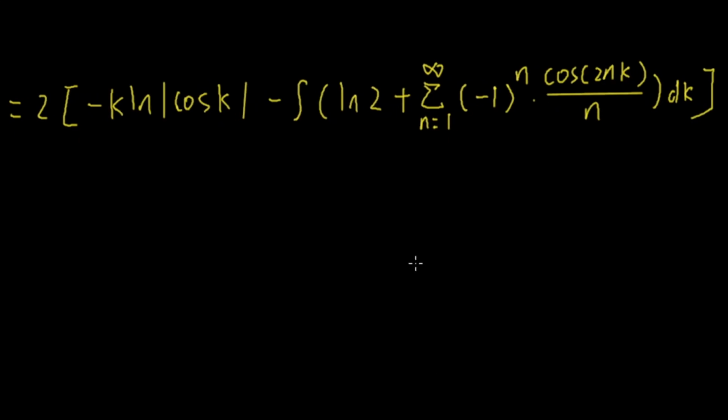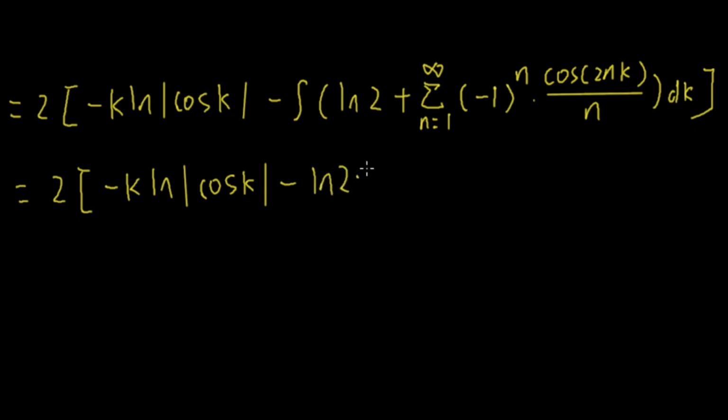Okay, so here equals 2 times negative k ln of cosine k minus, now the integral of ln 2 dk. So since we're integrating dk, ln 2 is a constant. So I just have to write down ln 2 times k. Now minus plus is still minus. Now the integral of this summation here.